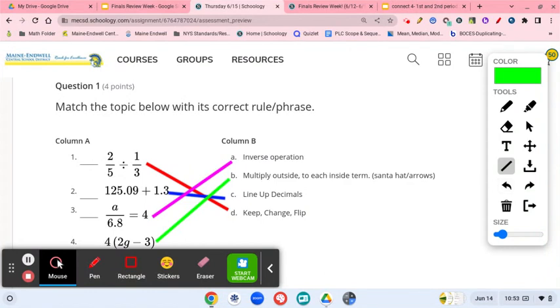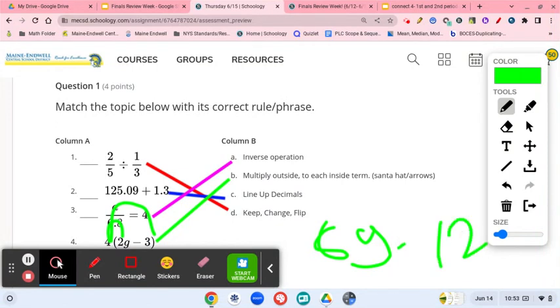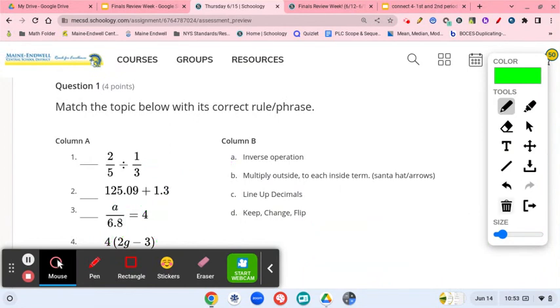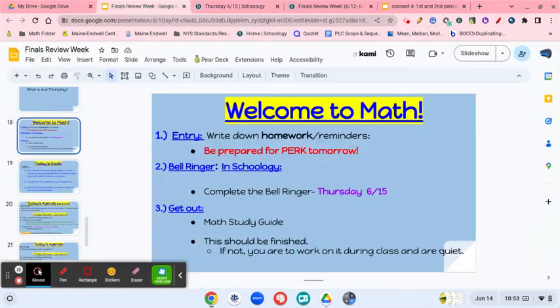That means to do the distributive property. To get the number on the outside multiplied to everything on the inside, we call it the Santa hat, right? It looks like this if we do it. 4 times 2 is 8g. You did not have to do this. And 4 times 3 is 12. So it would be, oh my, so sorry, it would be 8g minus 12. It's the Santa hat or the arrows. Okay, good. All right. So back to our slides.